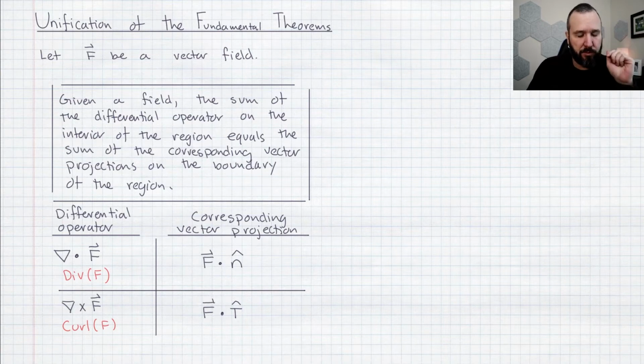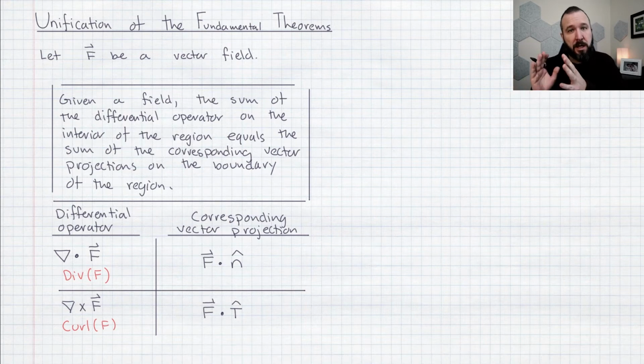Okay, we are ready for the statement of unification. This is the statement that unifies all the fundamental theorems. If you have a vector field, and you calculate the sum of the differential operator everywhere on the interior of the region, that will always give you the same answer as if you calculate the sum of the corresponding vector projections on the boundary of the region.